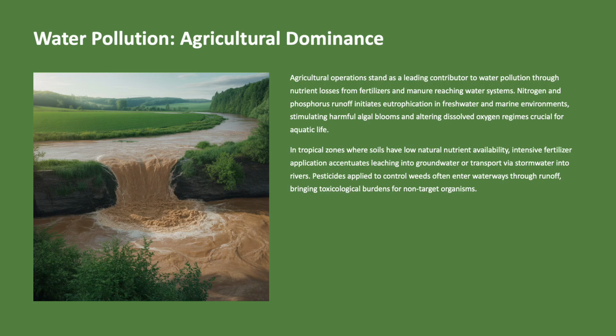Eutrophication accelerates the growth of algae in freshwater and marine environments. At first, algal blooms may appear to enhance biological activity, but as they proliferate, they disrupt dissolved oxygen levels.